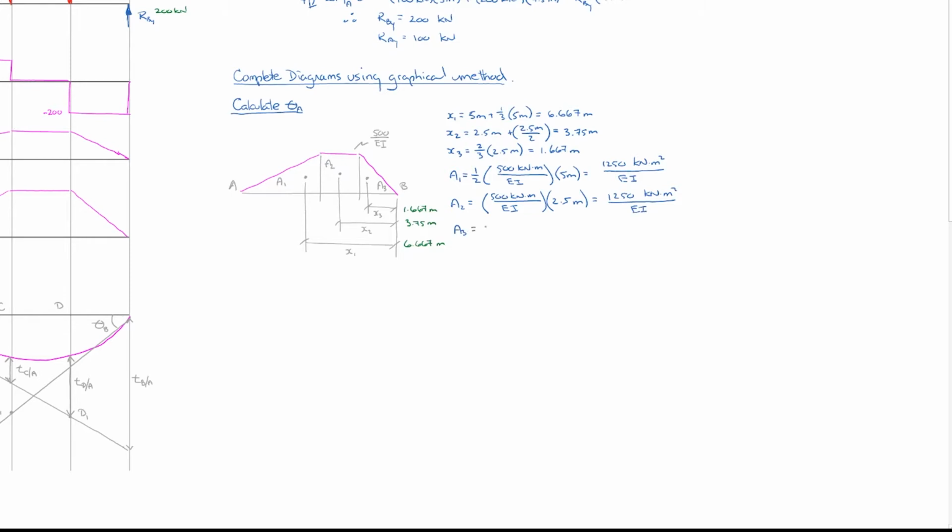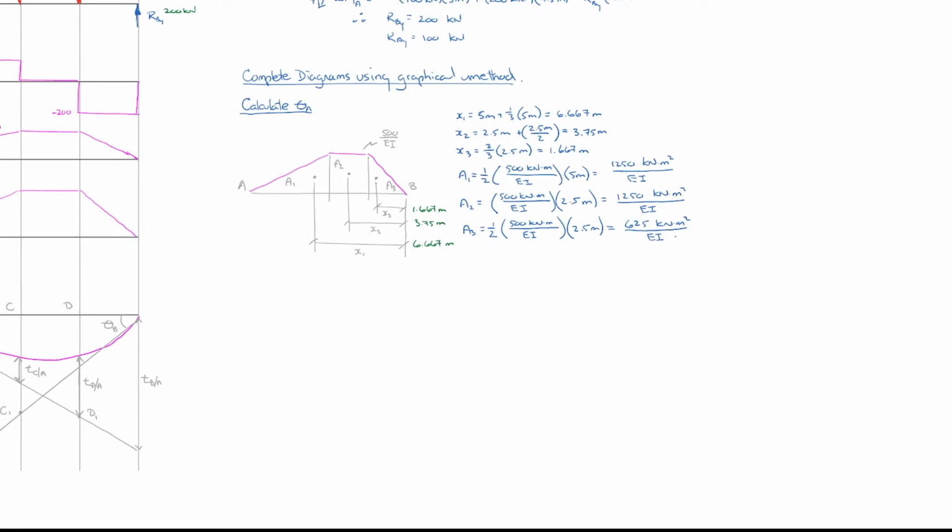and area 3, which is a triangle, so 1/2 the height, again 500 kilonewton meters divided by EI, and the distance 2.5 meters, equals 625 kilonewton meters squared all over EI.